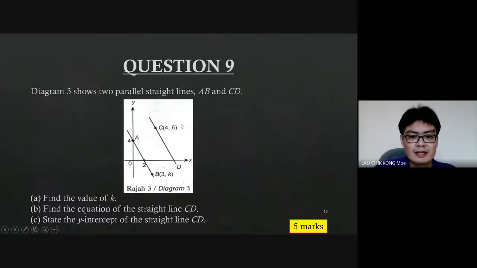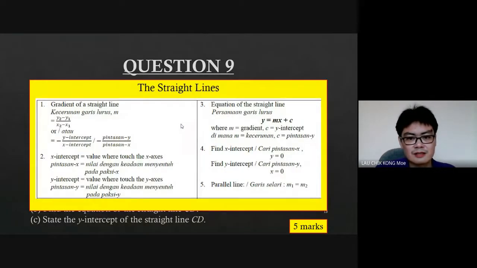Question number 9 is about straight lines, Form 3. For these questions you need to understand what the gradient is and the equation of the straight line, y equals mx plus c, and then define the x or y intercept. The x-intercept means y equals 0, and the y-intercept means x equals 0. And for parallel lines, the gradients of the straight lines are equal.